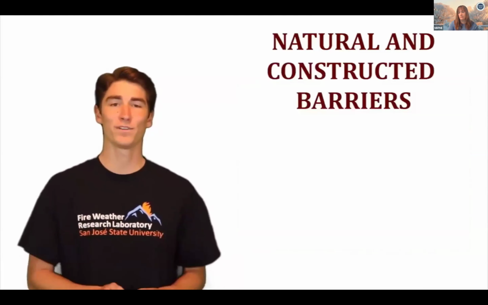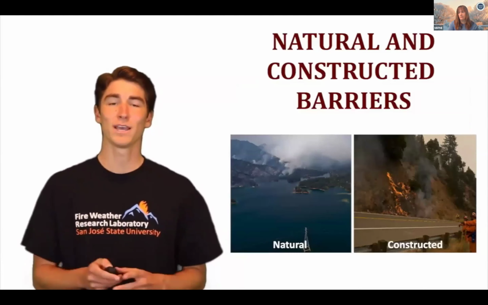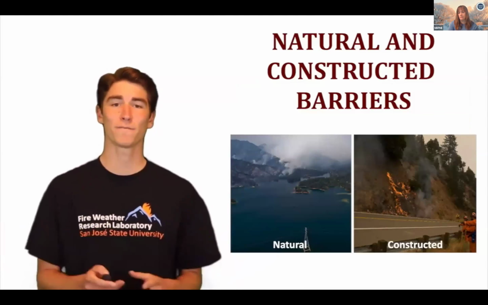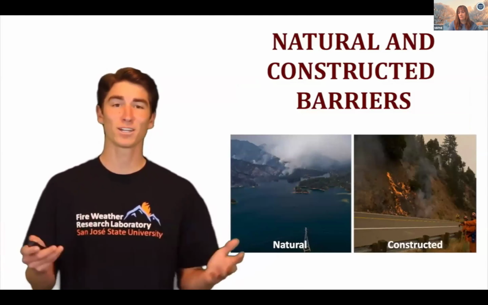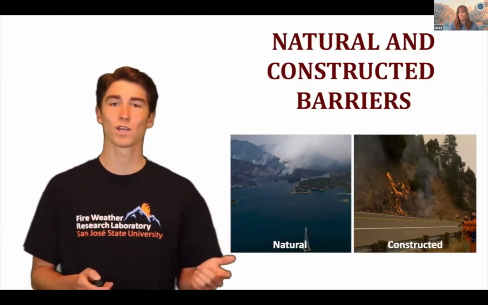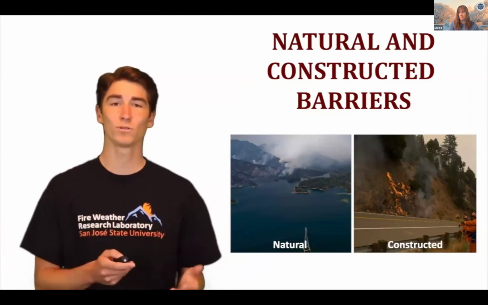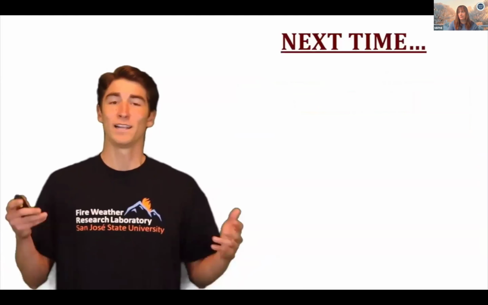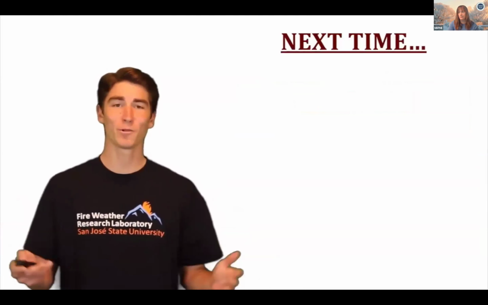Then finally, we have natural and constructed barriers. These are things that can either slow or completely stop the rate of spread of a fire. This can be natural things like rivers or rocks, or it can be constructed things like roads or perhaps a containment line made by firefighters. So that's the topographic influence on wildfires.